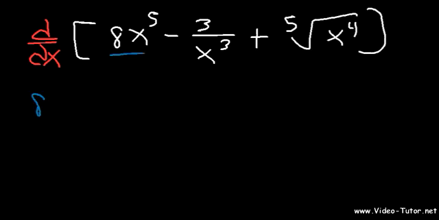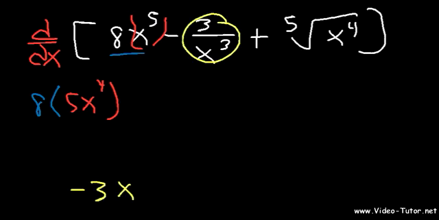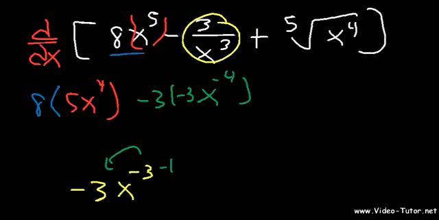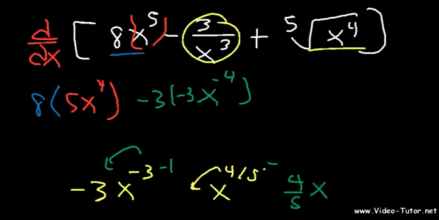So starting with this, we have 8 times the derivative of x to the 5th, which is 5x to the 4th. Now for this one, we have negative 3x to the minus 3. So we're going to move the negative 3 to the front. And then we have x, subtract this by 1, raised to the negative 4th. And then here, let's rewrite it. This is x to the 4/5. Move that to the front. So we have 4/5 x, subtract 4/5 by 1. 4 over 5 minus 5 over 5 is negative 1 over 5. And then move this to the bottom. So we have plus 4 over 5 x to the 1/5.